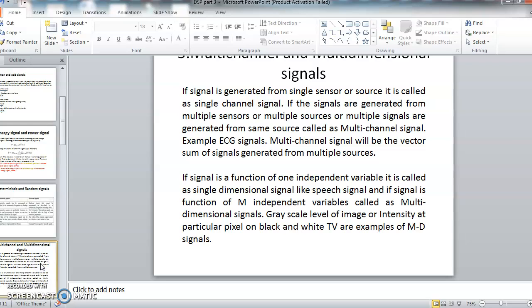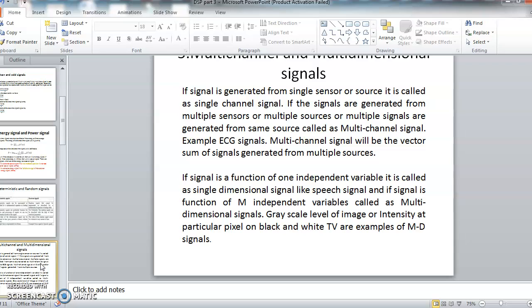Then multi-channel and multi-dimensional signals. If a signal is generated from a single sensor or source, it is called single channel. If signals are generated from multiple sensors or multiple sources, or multiple signals are generated from the same source, it is called multi-channel. Example: ECG signal. A multi-channel signal will be the vector sum of signals generated from the multiple sources.